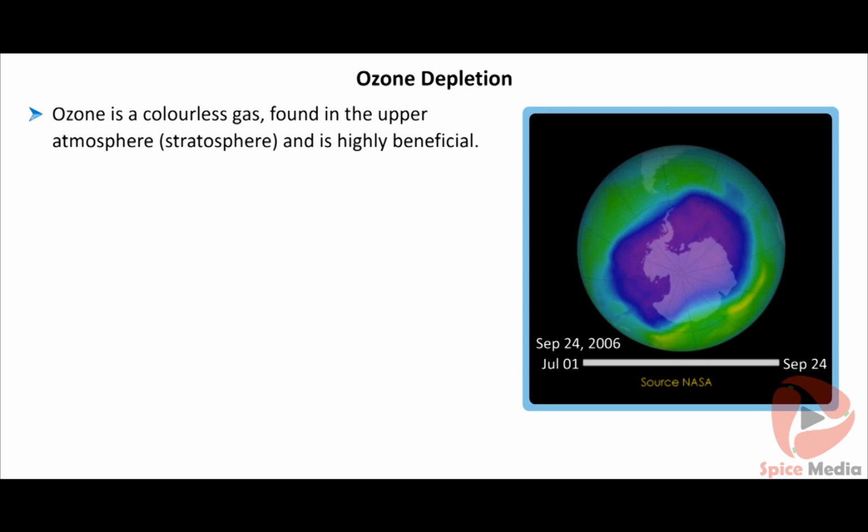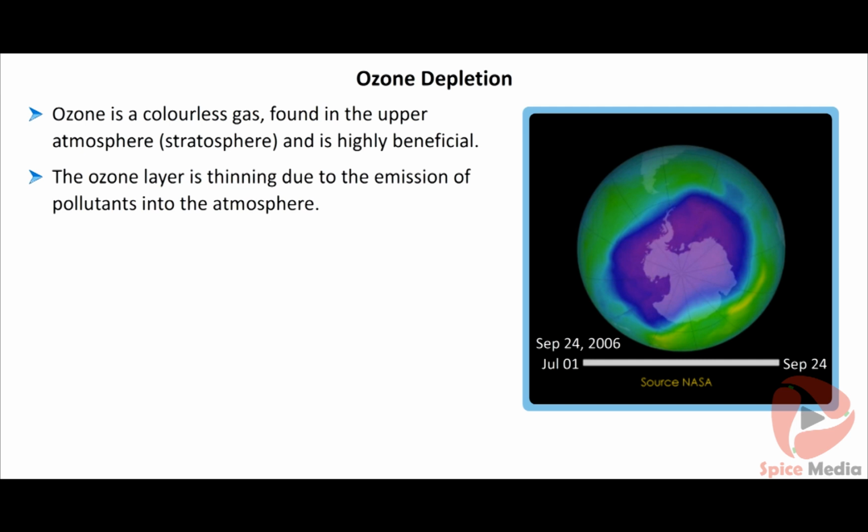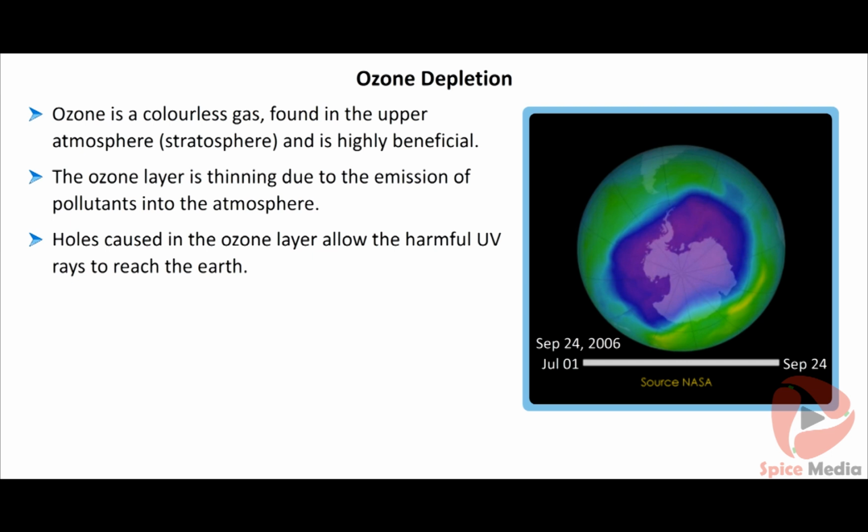Ozone is a colorless gas found in the upper atmosphere, stratosphere, and is highly beneficial. The ozone layer is thinning due to the emission of pollutants into the atmosphere. Holes caused in the ozone layer allow harmful ultraviolet rays to reach the earth. Air pollution, prevention and control.